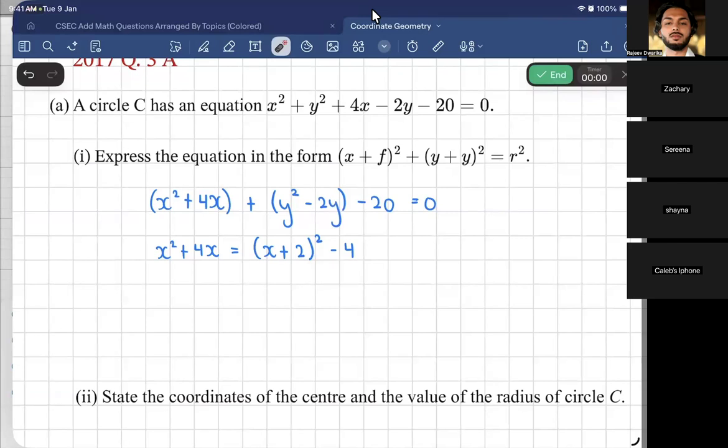Zachary, Serena, Shina, let's see why we put the minus 4 here. By the way, this is actually completing the square, if you didn't know. Can any of you see why we put the minus 4 there? Zachary says no, Serena says yes. Shina, do you know why we put the minus 4 here?